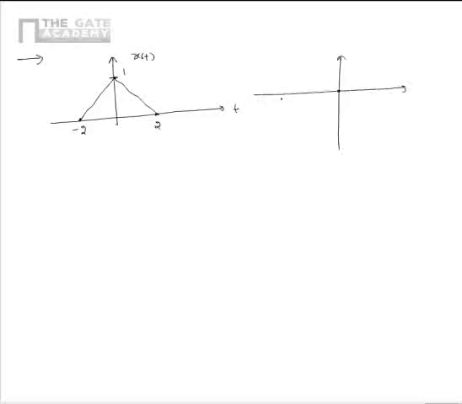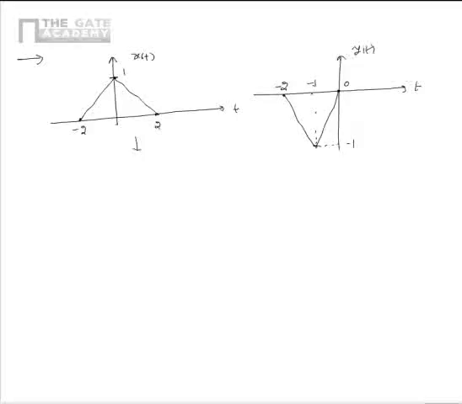Now let us consider another problem as per which two signals x of t and y of t are given as shown in the figure. X of t is present in the range of -2 to +2, and it has a maximum value of 1 at the instant t is equal to 0. Now there is another signal y of t which is plotted as shown. It is present in the range of 0 to -2, and at instant -1 it has a value of -1.